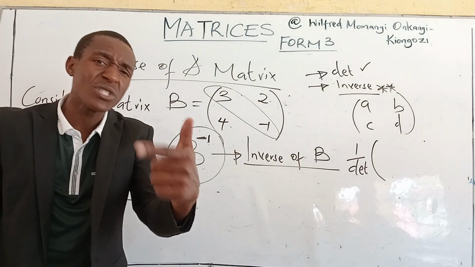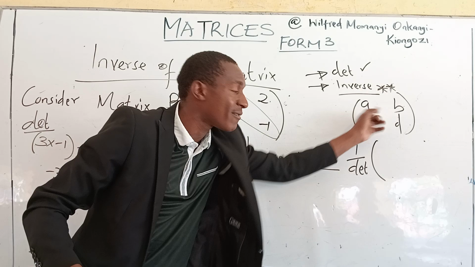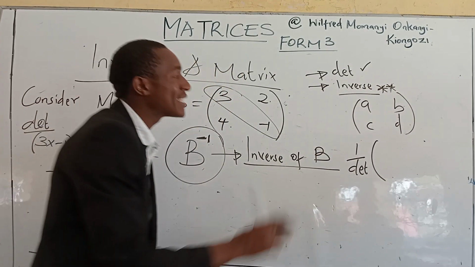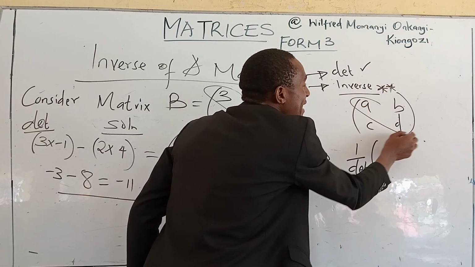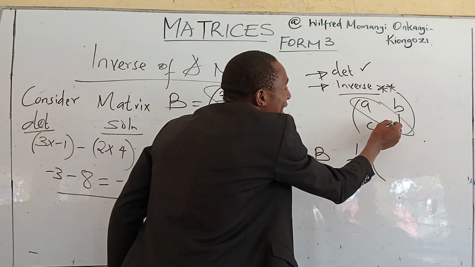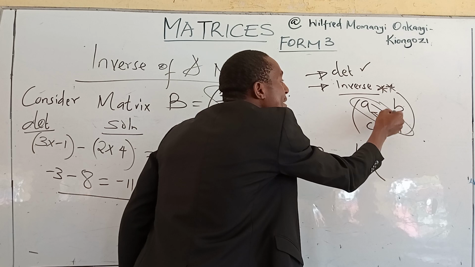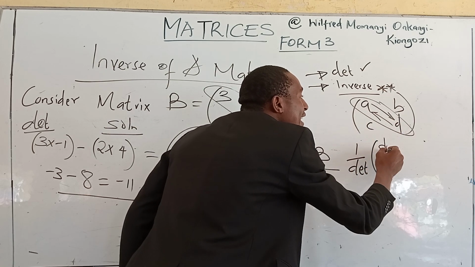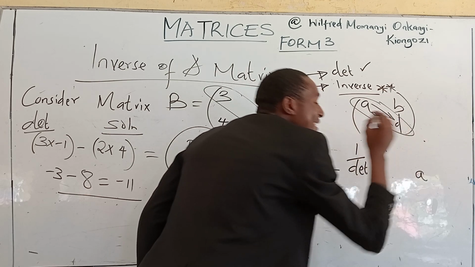We shall make a few changes on the matrix that we have. This is a dummy. So we shall change this way. Elements of the main diagonal shall be interchanged in position. So we shall start with D going there and A coming to position D. So we shall have D here, and then A going to where D is.